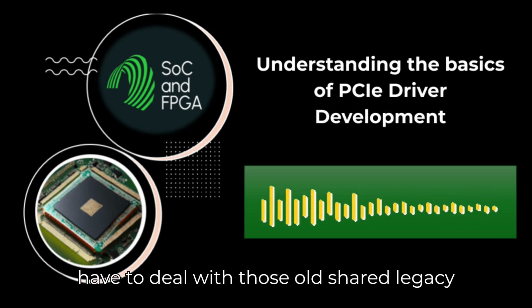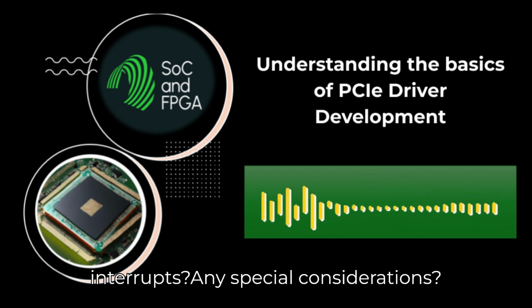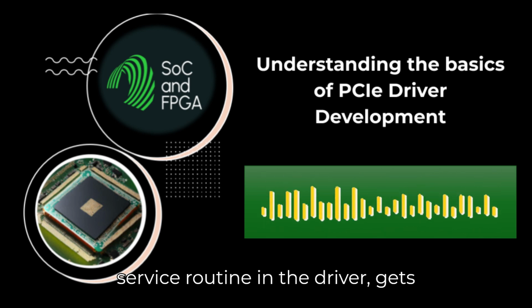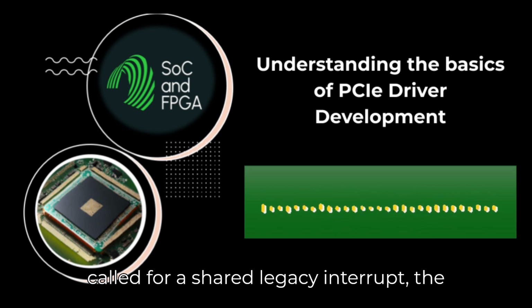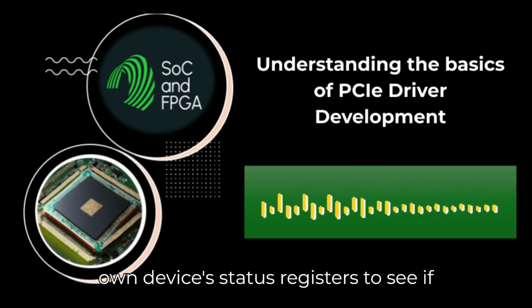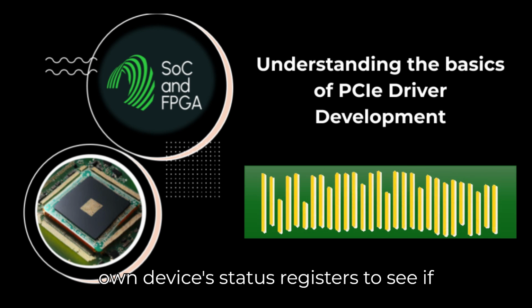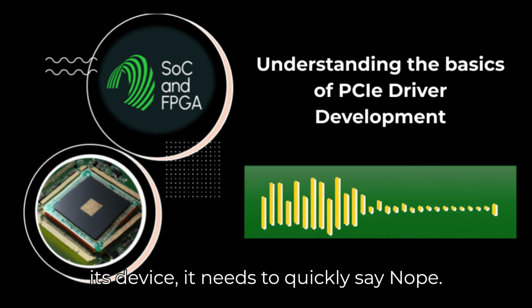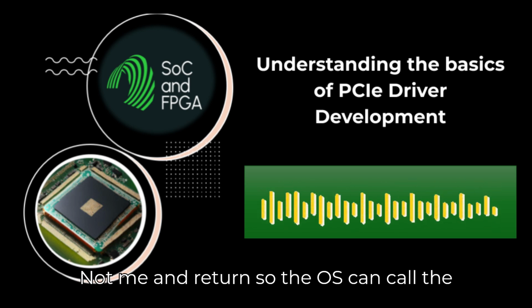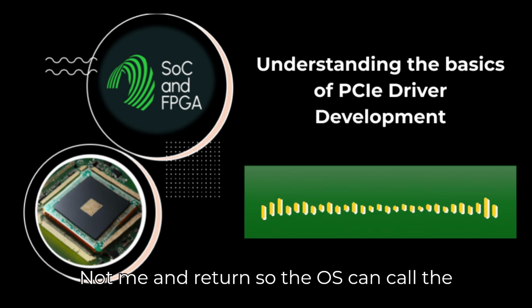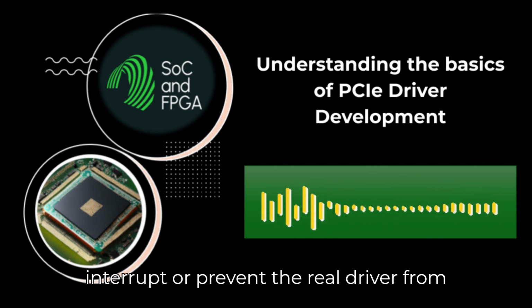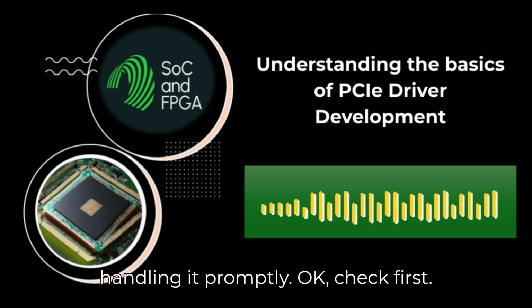What if a driver does have to deal with those old shared legacy interrupts? Any special considerations? Yes, absolutely. If an ISR, the interrupt service routine in the driver, gets called for a shared legacy interrupt, the very first thing it must do is check its own device's status registers to see if it was the one that actually generated the interrupt. Why? Because if it wasn't its device, it needs to quickly say, nope, not me, and return so the OS can call the next driver sharing that line. If it doesn't check, it might process a phantom interrupt or prevent the real driver from handling it promptly.